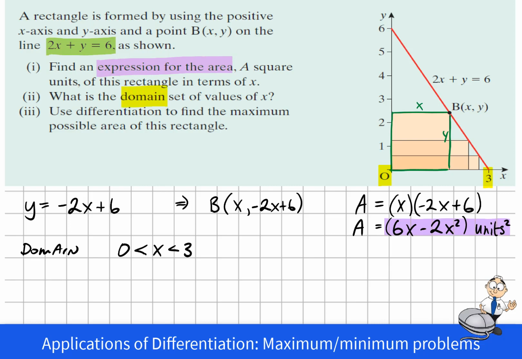However, it does not include 0 or 3, because if the point B was on the x or y axis, it wouldn't form a rectangle. It would be a flat line. So that's the second answer.